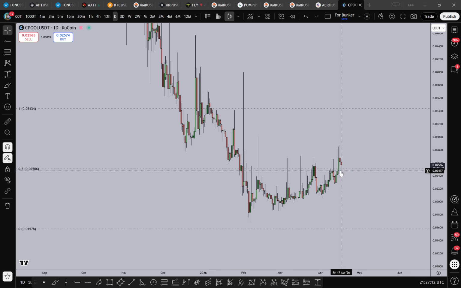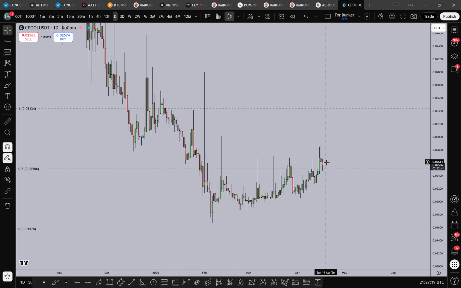At this point, just wait for the daily close, right? Because there's no point taking a trade when there's 2 hours 32 minutes left for the daily close. So just wait for the daily close and see.